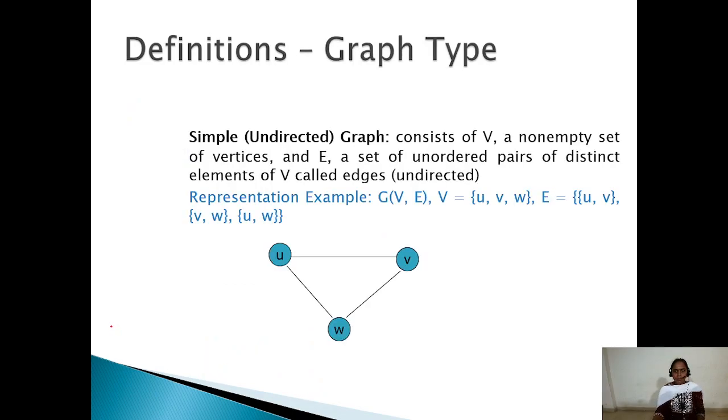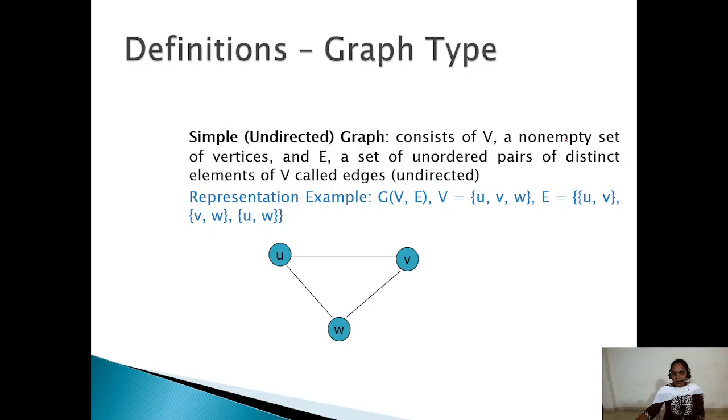Next, simple undirected graph. Before that, I will explain what an undirected graph is. Undirected graph means, see the example: U followed by V, V followed by U, U followed by W, W followed by U, V followed by W, W followed by V, vice versa. U is one vertex, V is one vertex, W is one vertex. There is no direction between them. It means U and V are vertices, and the edges are between V and W, and W and U.